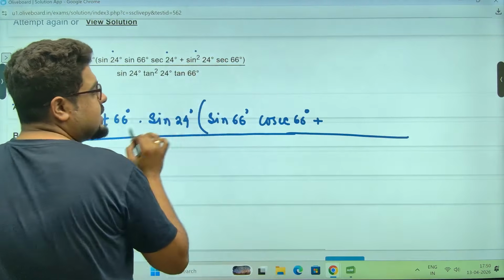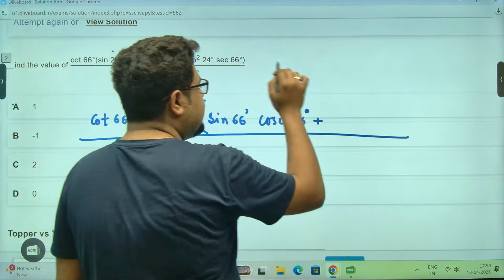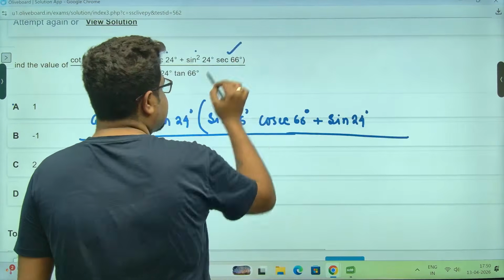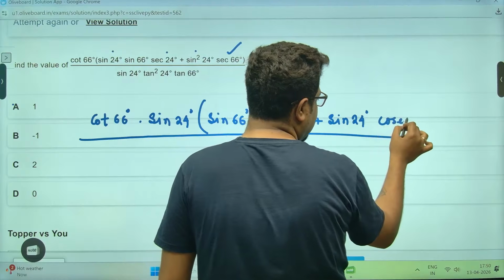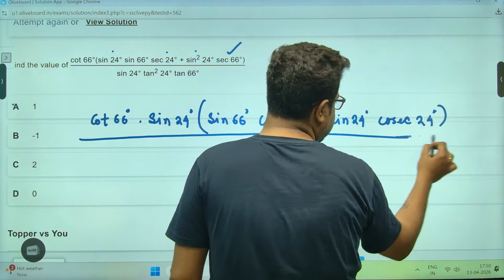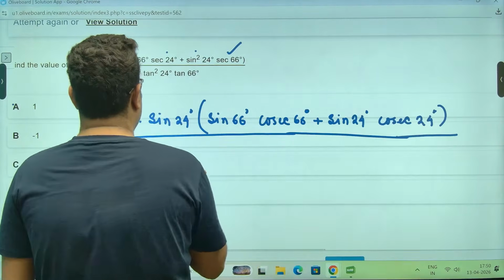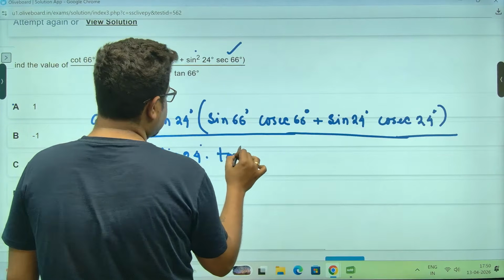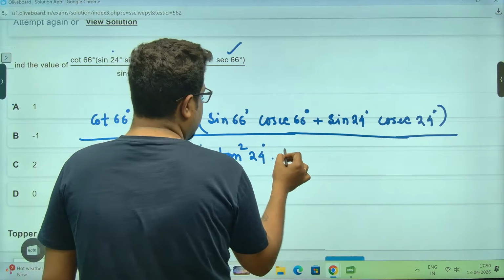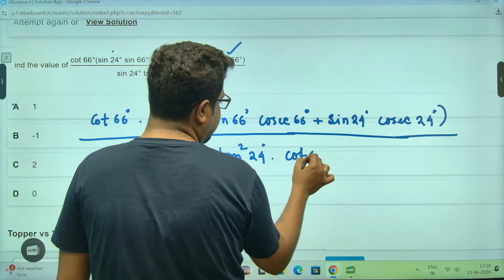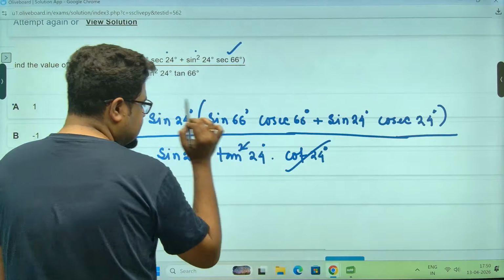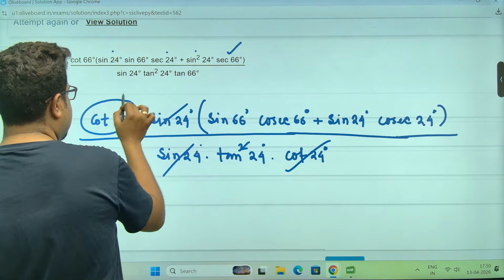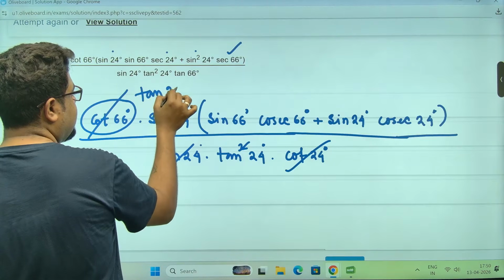Now sine square was there, so I've taken out one sine, so one sine 24 is there. So sine 24 I'm writing. Again, this sec 66 I can write as cosec 24. Again the same concept of complementary angles. Write it down, tan square 24 and say tan 66, meaning cot 24. So this one and this one square gone. Sir, cot 66, I can write this as tan 24.